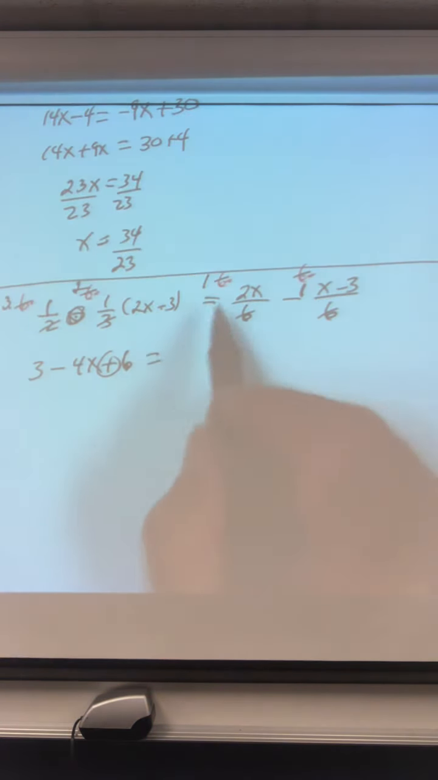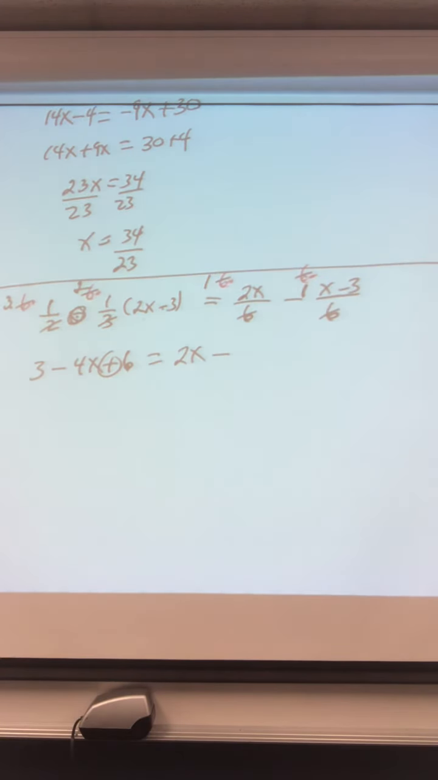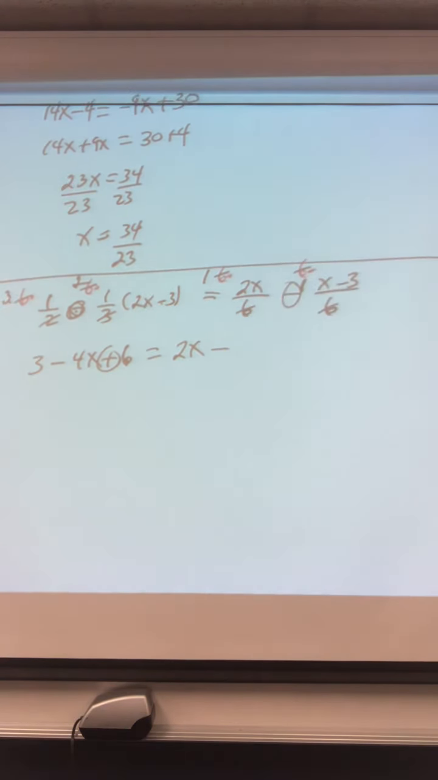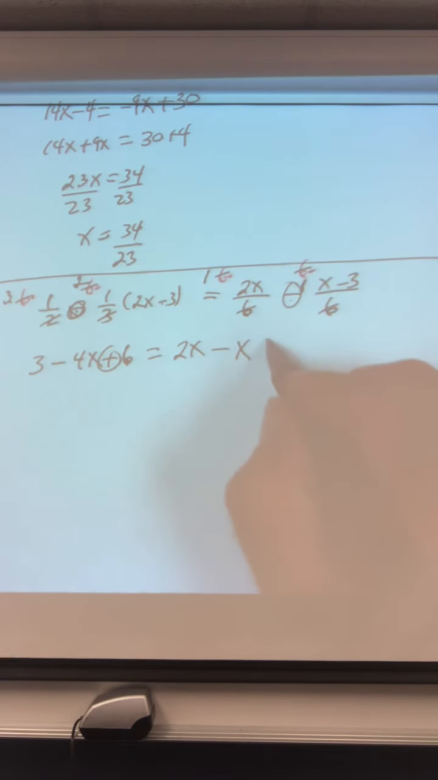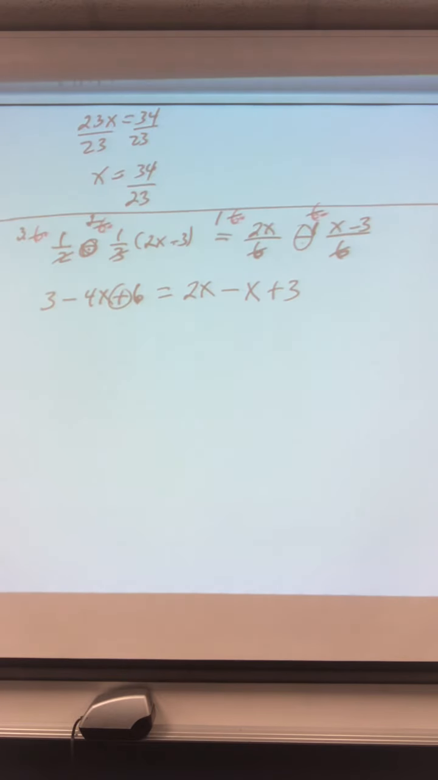Equals 1 times 2x is 2x minus, now, you say, well, we're distributing by 1, so that doesn't change anything. That is true. But don't forget that this 1 is also negative. So it's negative 1 times x, which is negative 1x, but then it's negative 1 times negative 3, which makes that now go to a plus 3. All right, now all of the fractions are gone.